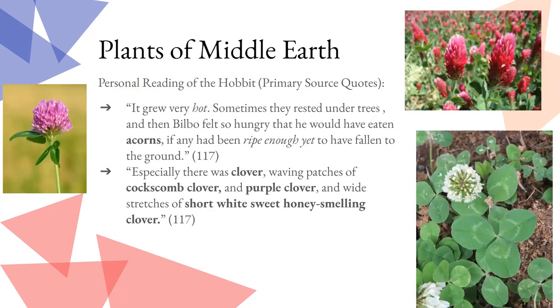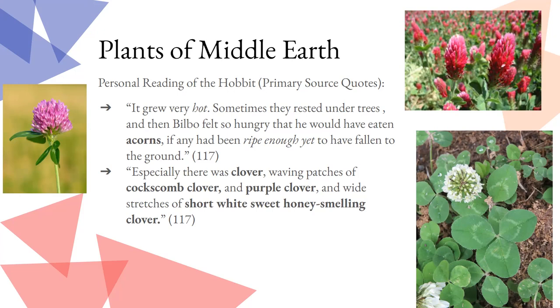Great. Oh, clover. My gosh, another one on the arm, right? So I mentioned this. We have acorns, and he says, if any had been ripe enough yet, we get a mention of seasonality in Middle Earth now. We have seasons in Middle Earth. We also have phenology. Does anyone know what that word means? It's the study of cycles of plants and animals. So flowering time is the study of phenology of a plant. And then this is one of my favorite quotes, not because I have a liking towards clover, but this is one of the only times he mentions very specific species of one genus.